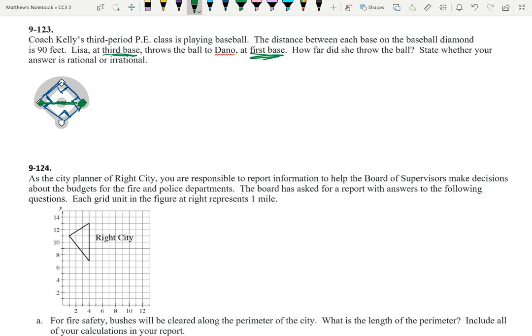State whether your answer is rational or irrational. So do we see at least one right angle triangle here? If so, what would this side be known as? Is this side A, B, or C?